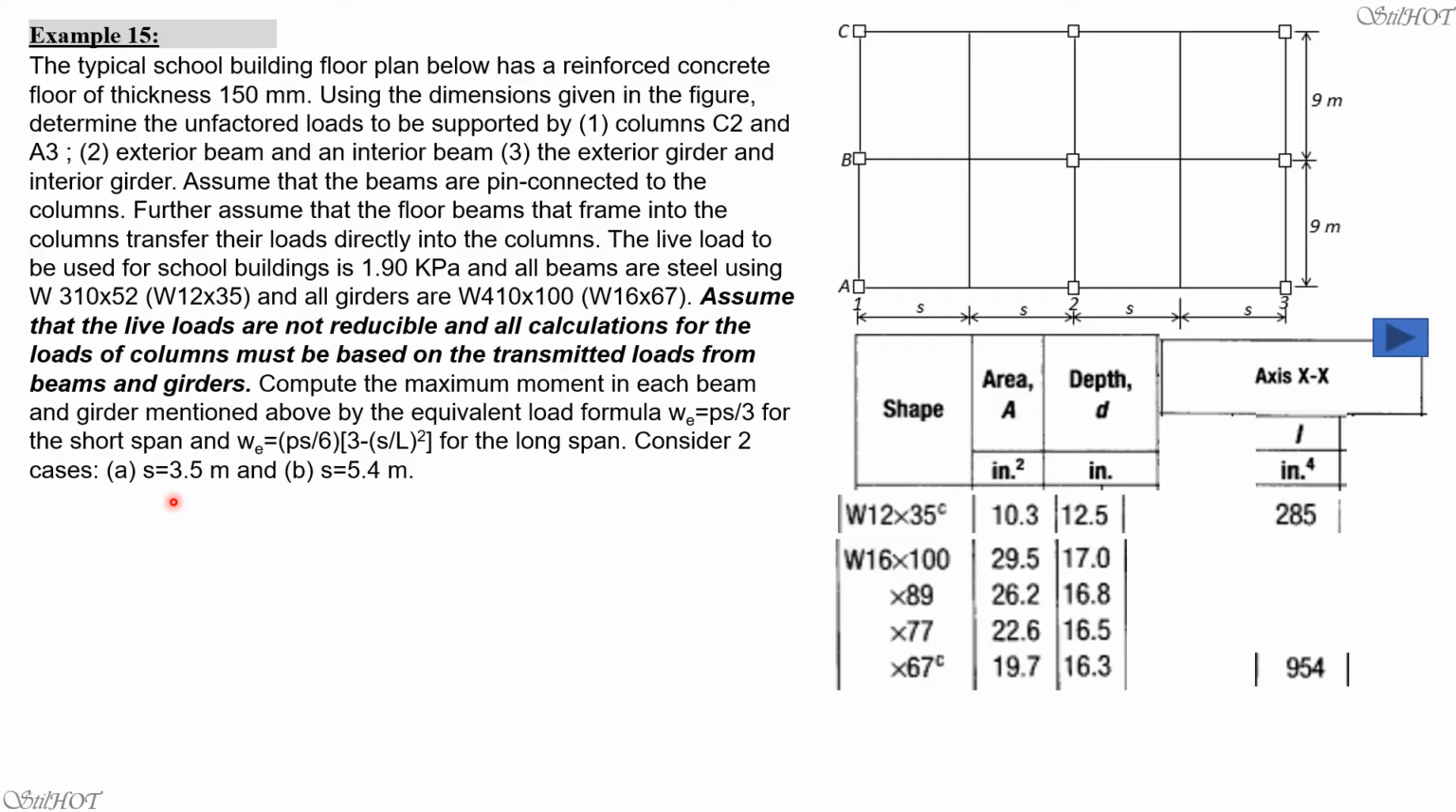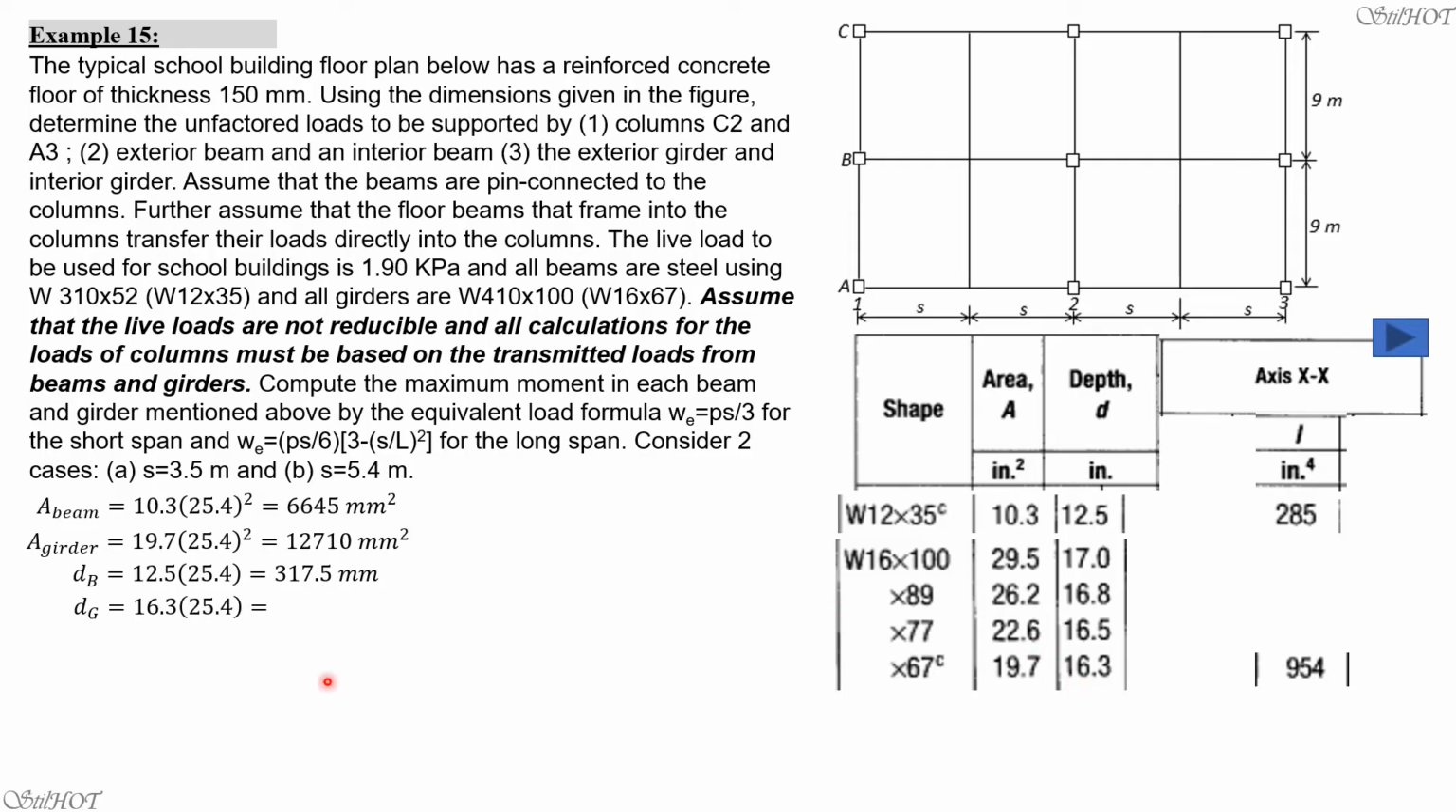For letter A, we have to evaluate L over S. By the way, the area of the beam is 10.3 times 25.4 squared. One inch is 25.4 mm, so the conversion factor is 25.4. It is 6645 mm squared. Area of the girder is 19.7 times 25.4 squared, so 12,710 mm squared. The depth of the beam is 12.5 times 25.4, 317.5, and that of the girder 16.3 times 25.4, 414 mm.